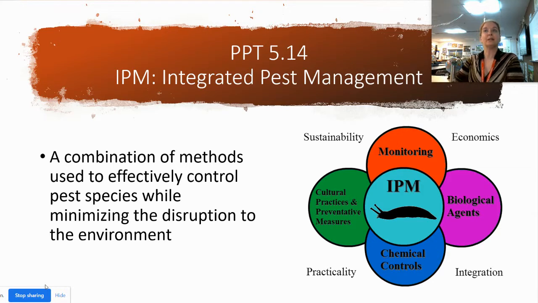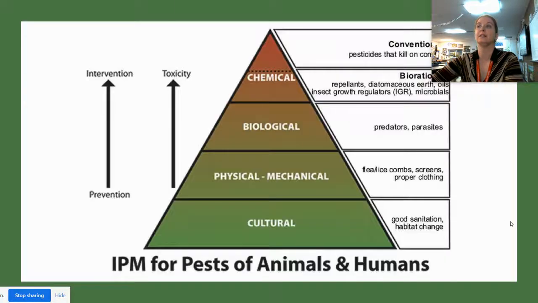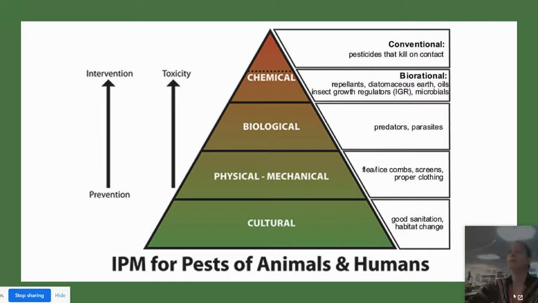So integrated pest management is a combination of methods used to effectively control pest species while minimizing the disruption to the environment. So you do use chemicals, maybe pesticides, but it's a last resort. So you look at sustainability, economics, practicality, and integration of all of these things. So you monitor it, use biological agents, chemical controls, and various cultural practices and preventative measures to deal with whatever the thing is.